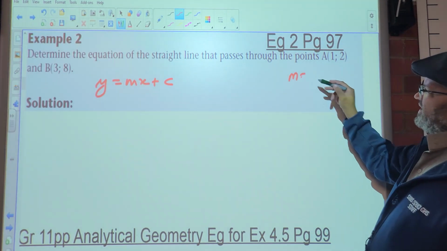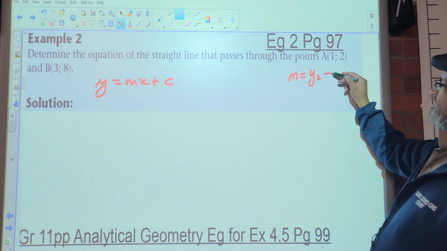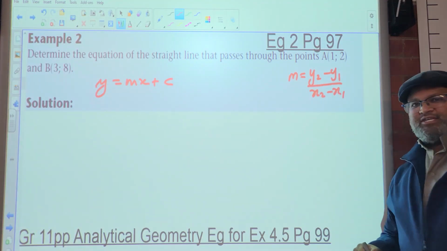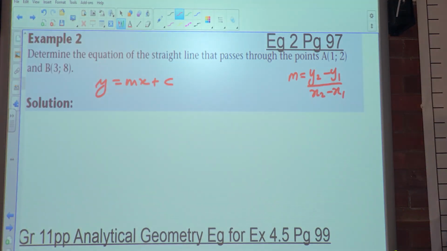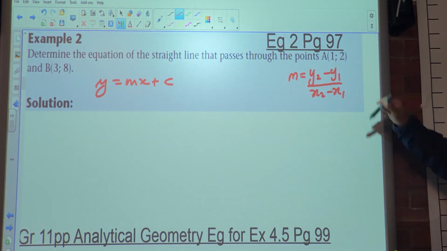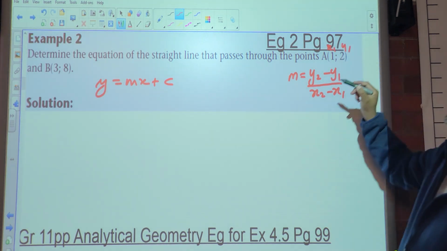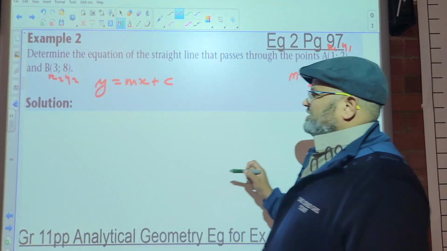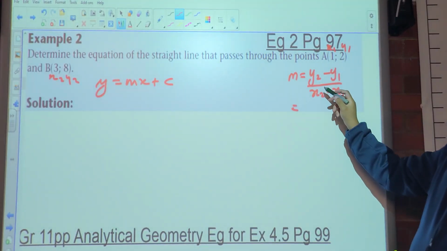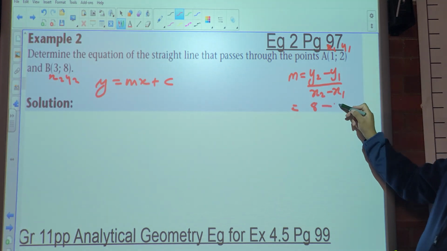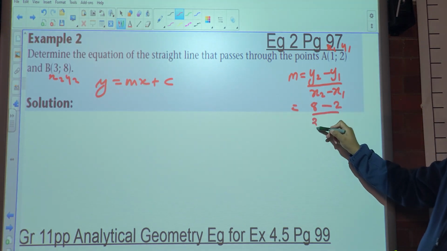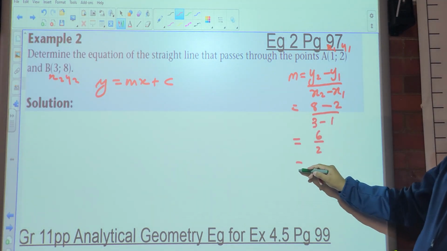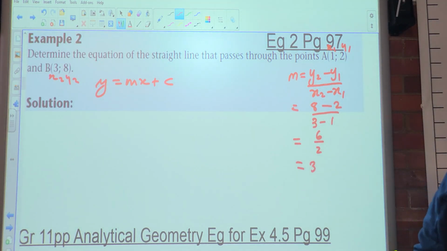So how do you calculate your gradient? Change in y over change in x. So y2 minus y1 over x2 minus x1. If I make this x1, y1, and this x2, y2, what should it read now? 8 minus 2 over 3 minus 1. What is 8 minus 2? 6 over 2, which is 3. So the gradient is 3.